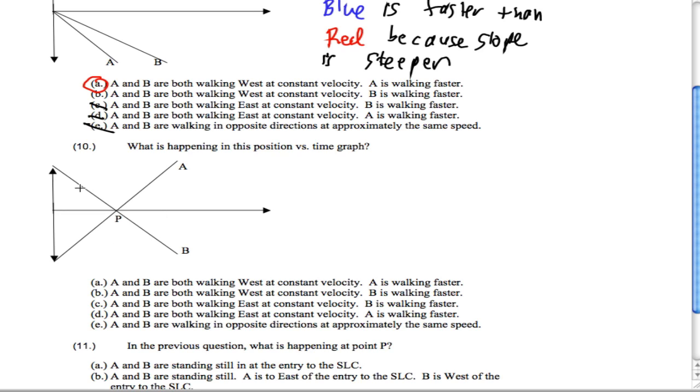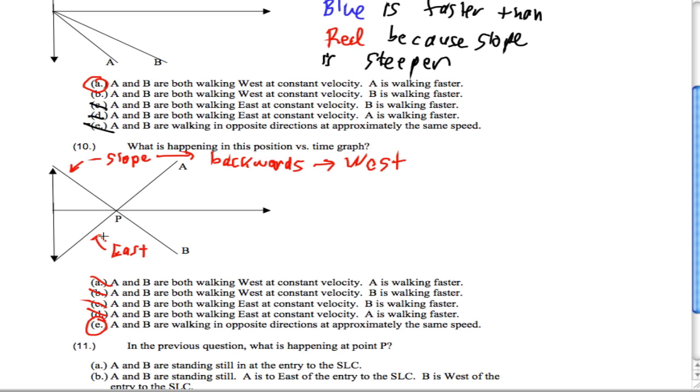Now, here we have B. Notice its slope is negative. That means it's walking backwards, and that implies it's moving in a west direction. So they're not both walking west. One is walking west because A is walking east. That rules out this. That rules out this. And of course we know that they are walking in opposite directions.